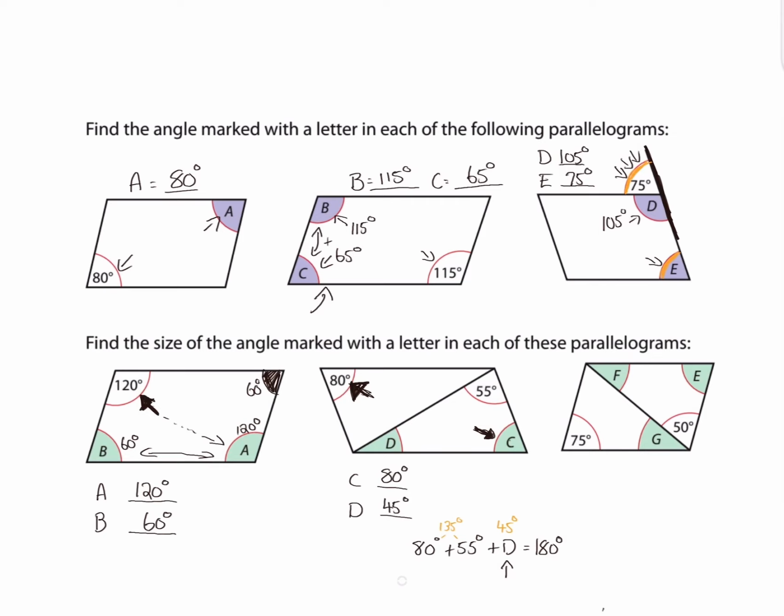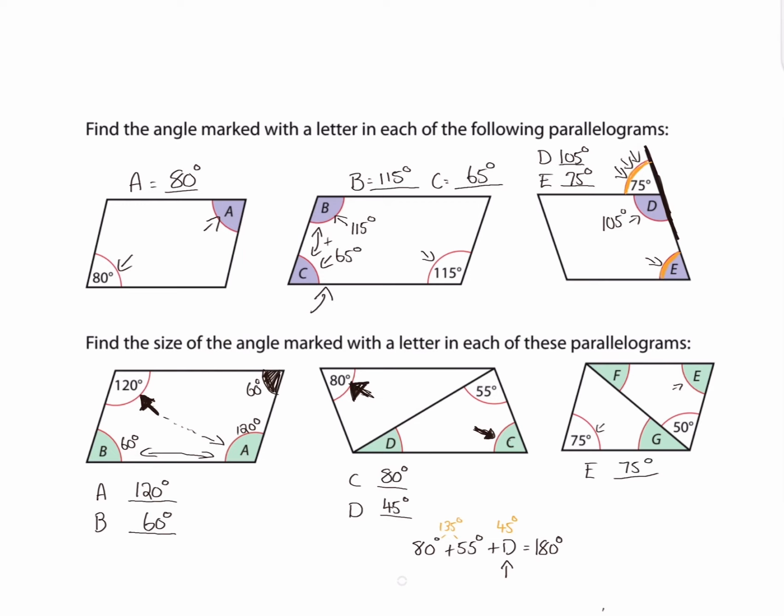Okay, next question. So we know that this is 75 degrees. And we're trying to figure out what E is. And E is the opposite angle, isn't it? It is the opposite angle. So E is equal to 75 degrees.